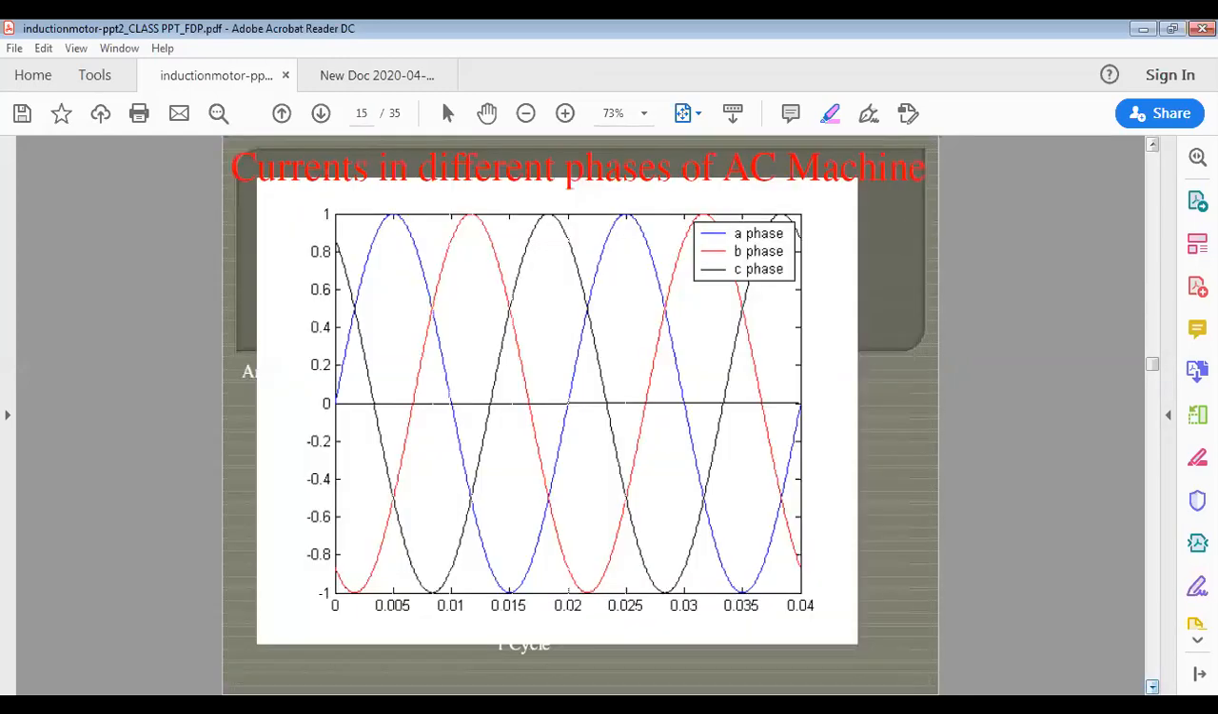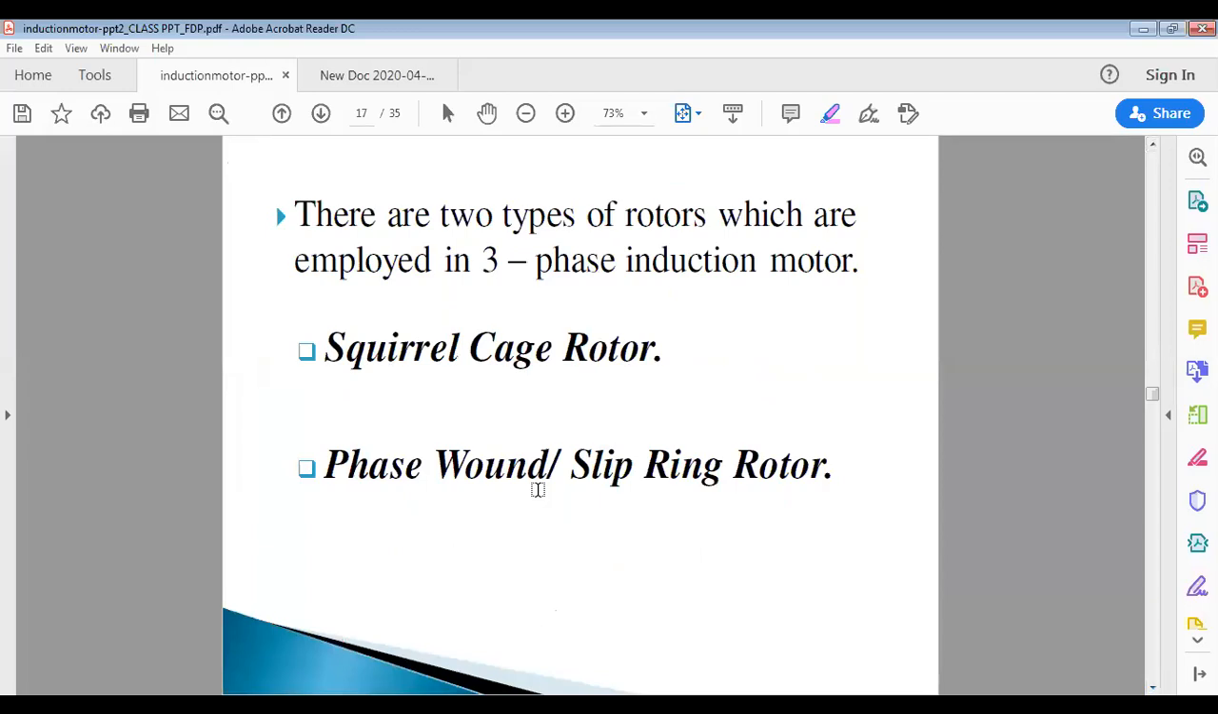Okay, now next one is rotor. Whenever we study rotor construction, first we'll see that 2 types of rotor are there: squirrel cage rotor and phase wound rotor. The first one is called the squirrel cage type of rotor, and the second one is the phase wound or slip ring rotor. So 2 types of induction motor are there: the 3-phase squirrel cage induction motor, and the 3-phase phase wound rotor motor, also called the three-phase slip ring induction motor.